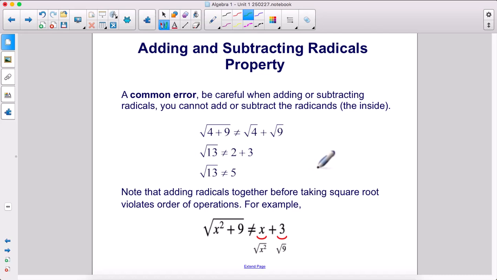Note that adding radicals together before taking the square root violates the order of operations. For example, you can't just take the square root of each term here, right? Like the square root of x squared would be x, the square root of 9 would be 3. But you can't do this. If they're under the radical, they are currently trapped. If they're not multiplied together, you have to be very careful.